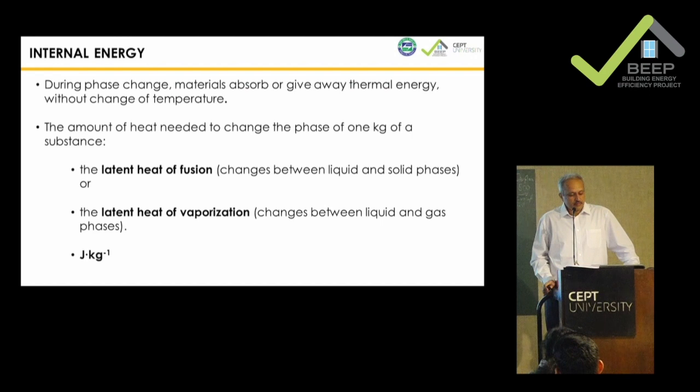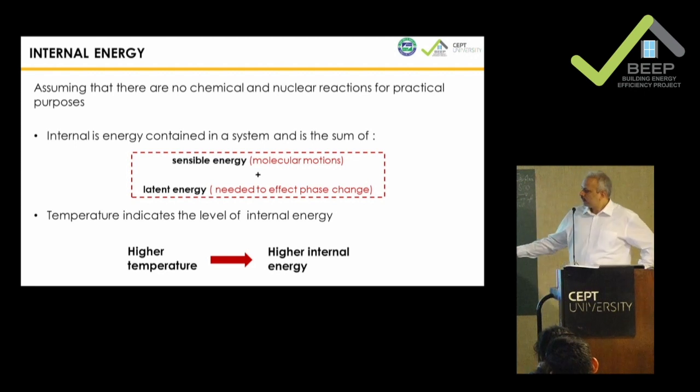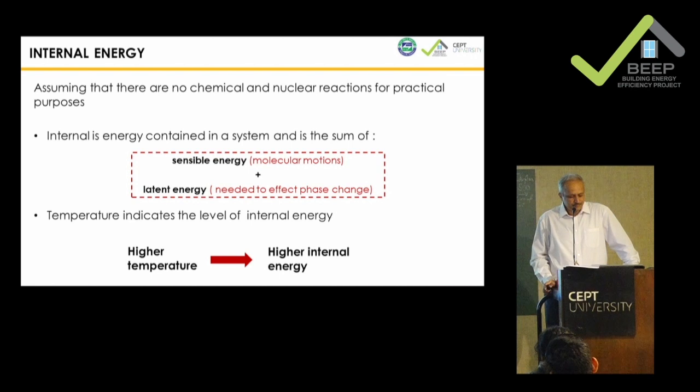But that's where internal energy really helps us to understand. So repeating that: sensible energy, which is molecular motion, and latent energy, needed to affect the change of phase. Again, a repetition: energy flows from higher temperature to lower temperature, from higher internal energy. So temperature indicates the level of internal energy a mass can have.